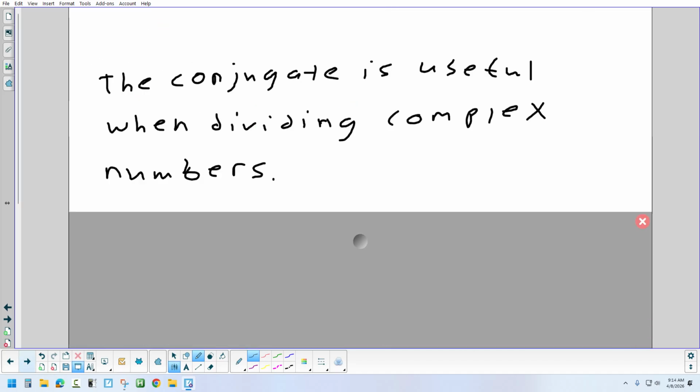All right, so what do we use the conjugate for? The conjugate is used when we are dividing complex numbers. The reason we need conjugates is because you're not allowed to leave an i in the bottom of a fraction. So we need a way to get rid of i. Well, we have a way to get rid of i. If you multiply by a conjugate, you will get rid of i. So that's where we're going to use this.